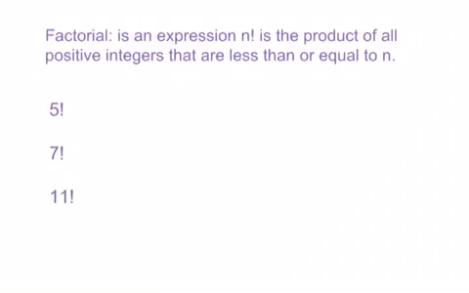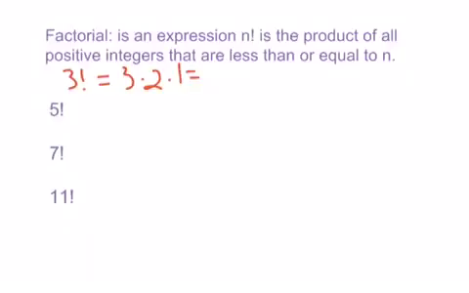Okay, now we're on to factorials. A factorial is an expression represented by a number with an exclamation point after it. It's the product of all positive integers that are less than or equal to the number in n's place. So if we had 3 exclamation point, it's going to be 3 times 2 times 1. Whoops, that's negative 1. I'm going to rewrite that. Okay, so 3 times 2 times 1, you end with 1.